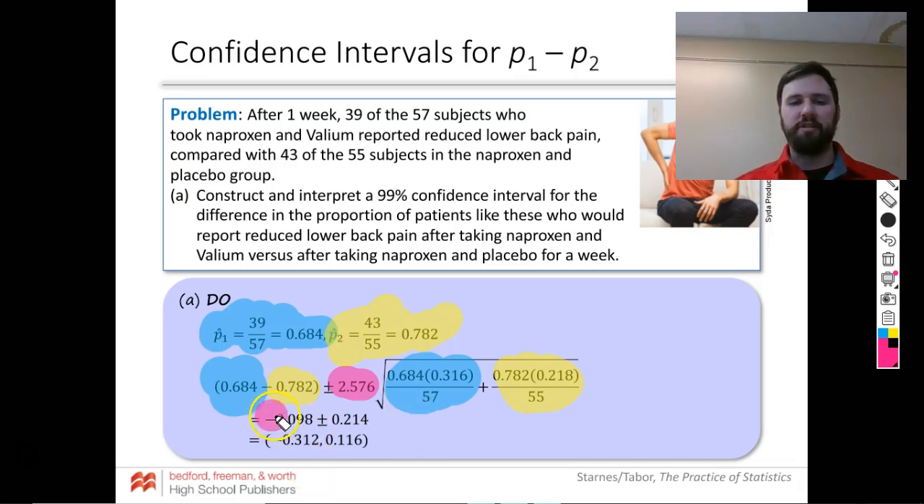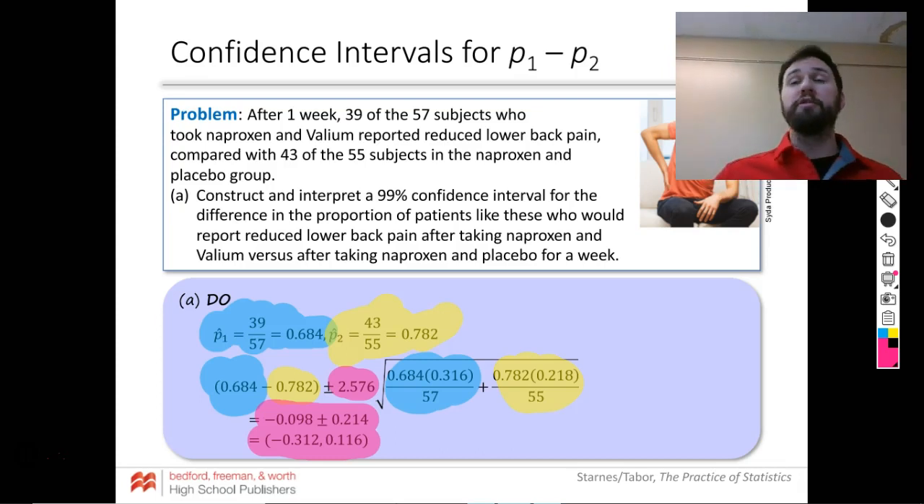So I do my calculations, I get this, and my confidence interval is from negative 0.312 to 0.116. So it's plausible that 0 is the difference. Uh-oh, that means there might not be a difference.